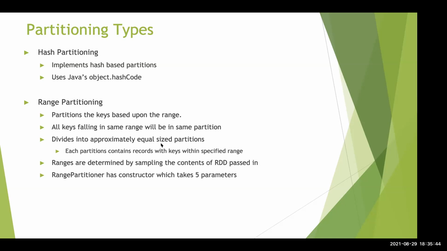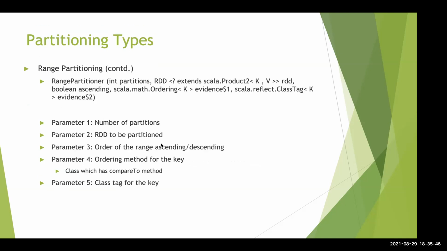So range partitioner has a constructor which takes quite a number of parameters. So these are the parameters which range partitioner has: the number of partitions you want, the RDD which you want to be partitioned, the order of the range, whether you want it in ascending or descending, and during range partitioning, the ordering method of the key, how the key should be ordered.